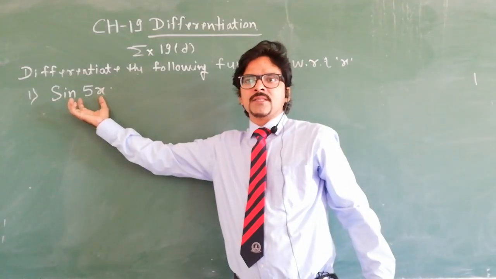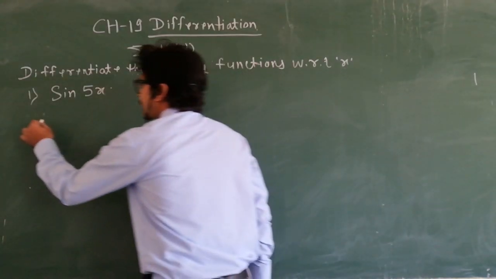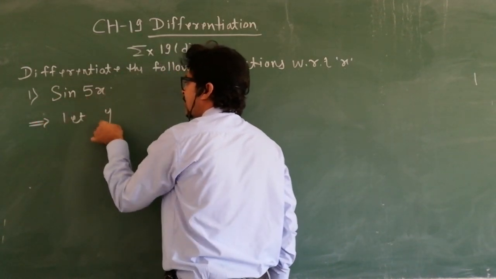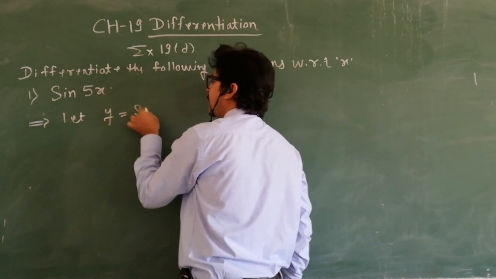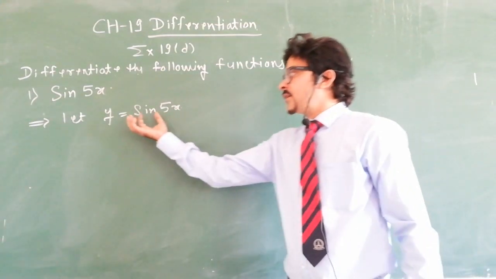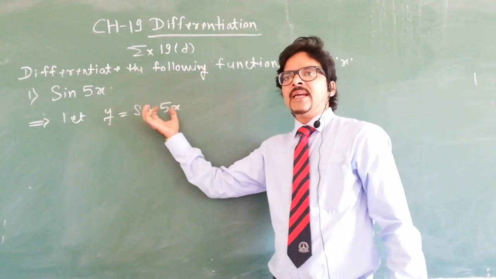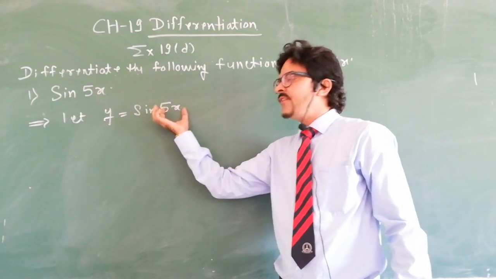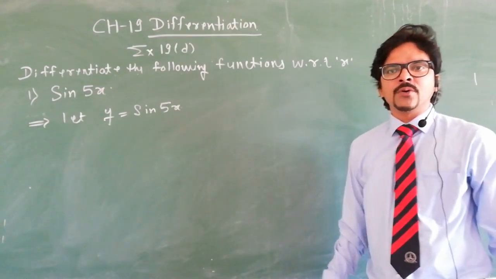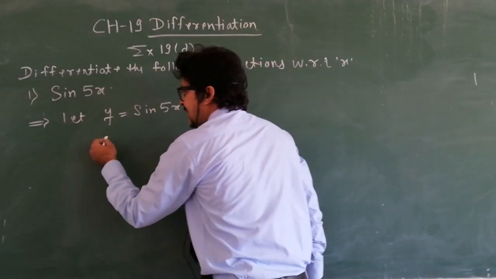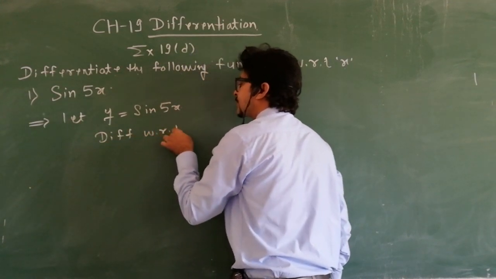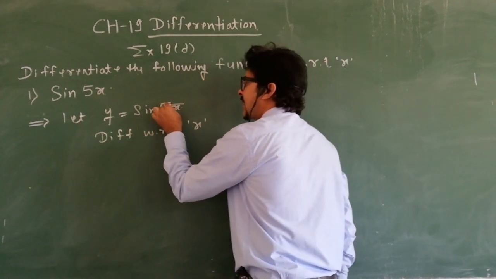Sine 5x. In the solution, first we need to name this function. Suppose y is equal to sine 5x. Now if you observe, we know that the derivative of sine x is cos x, but here it is sine 5x. There is a function of function, so we need to apply the chain rule here. In the second step, we differentiate both sides with respect to x, because the variable here is x.